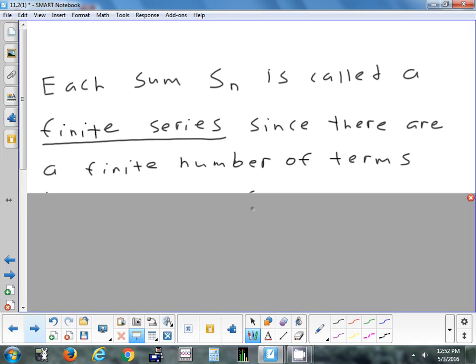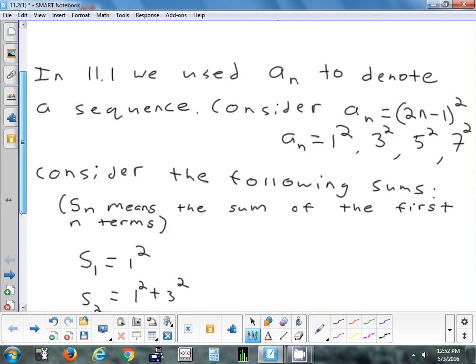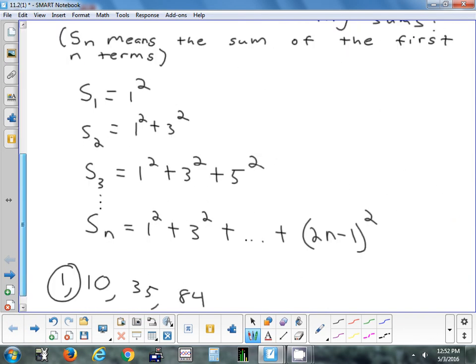And now what we just created here is basically another sequence, where each term in this sequence is a sum. The sum of the first term, the sum of the first 2, sum of the first 3, sum of the first 4. And we're going to try to find a pattern in this sequence. And I'll tell you what the name of this sequence is in a second.